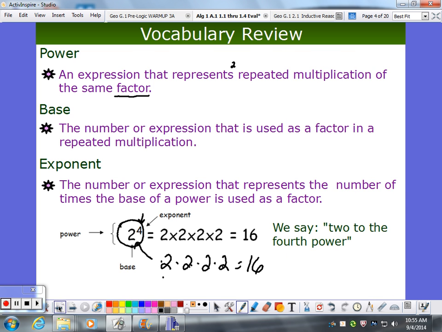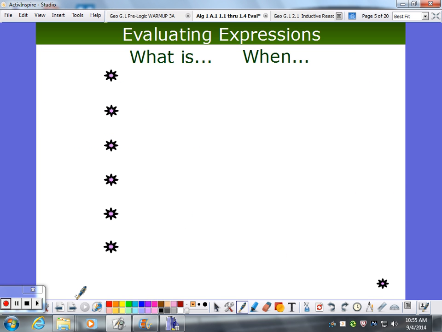All right, so those are powers. Now evaluating expressions, based on the warm-up. I know you know how to do this. So if I have 5x, what is 5x when x is 3?